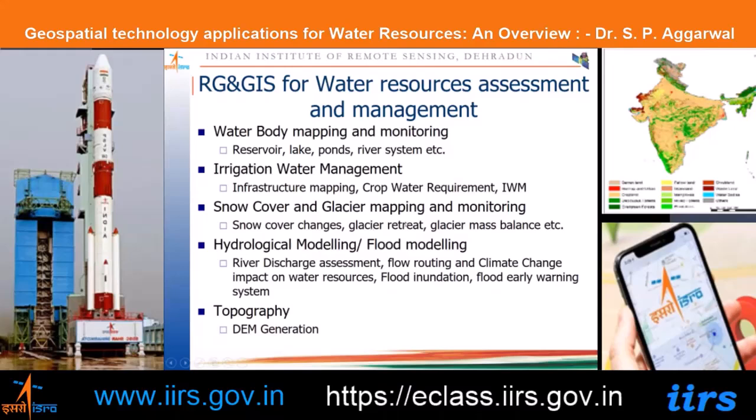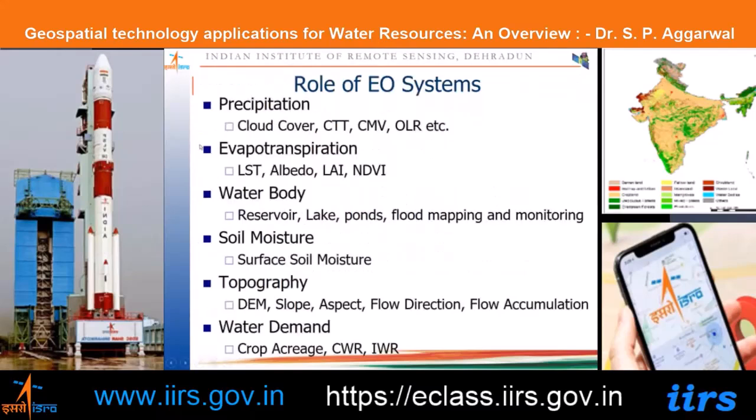So what is the direct information you get from remote sensing? Suppose we are talking about precipitation. You get the cloud cover, the cloud top temperature, the cloud motion vector, and the outgoing longwave radiation. It gives you some information about where the cloud is, in which direction it is moving, what the velocity of the cloud movement is, and the wind at the cloud level.